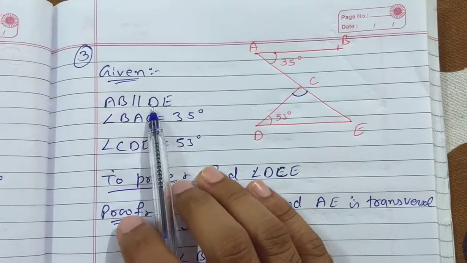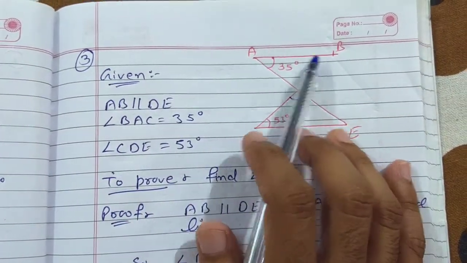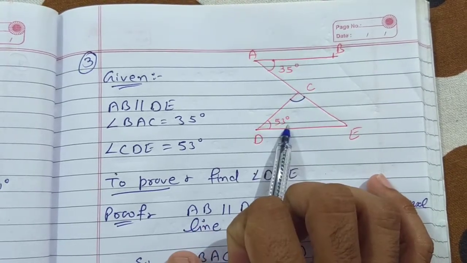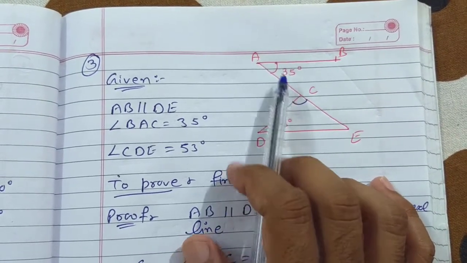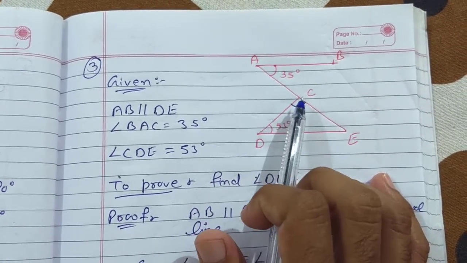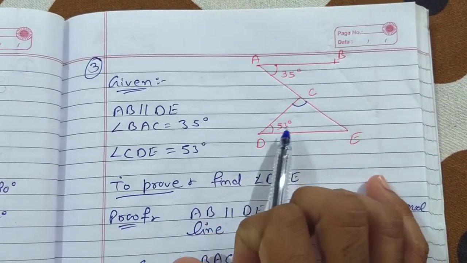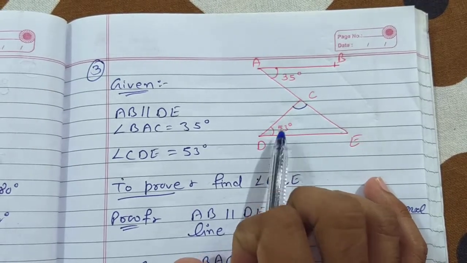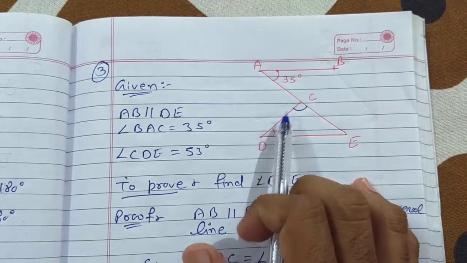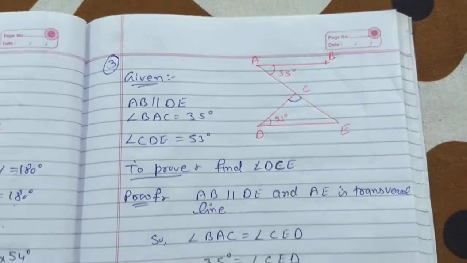Now in our question number 3, we are given in the figure that AB and DE are two parallel lines, and angle BAE equals 35 degrees, angle CDE equals 53 degrees. We have to find angle C, or we can say DCE. We have to find this angle.